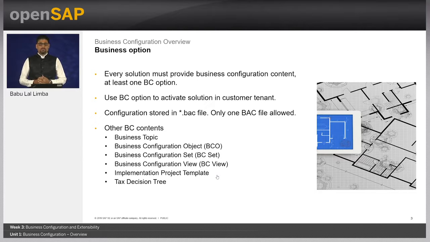Every solution must provide business configuration content, mandatorily a business option, which allows you to scope in the add-on solution in the target tenant, which could be test or productive. Please note that if you do not have a BAC element, you cannot assemble the add-on solution. Let me show you various entities in Cloud Application Studio under the umbrella of business configuration.